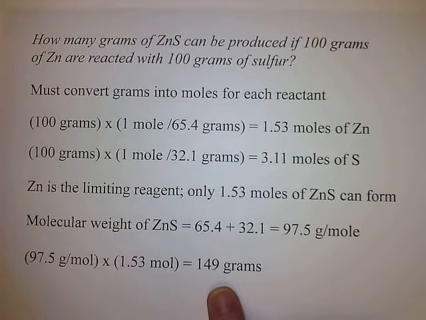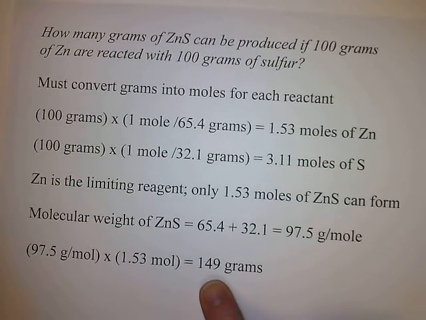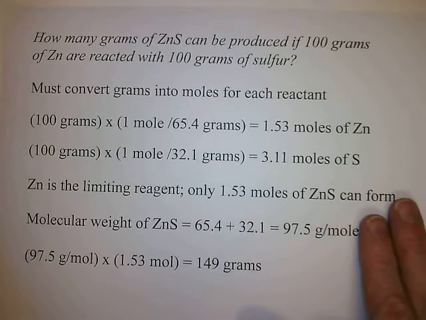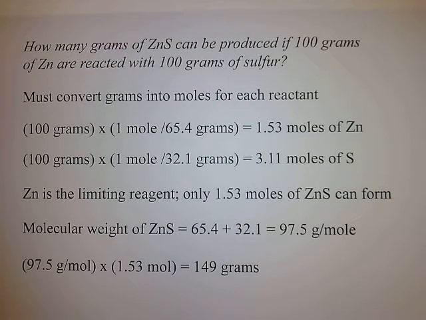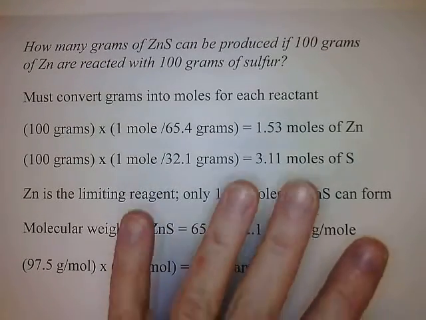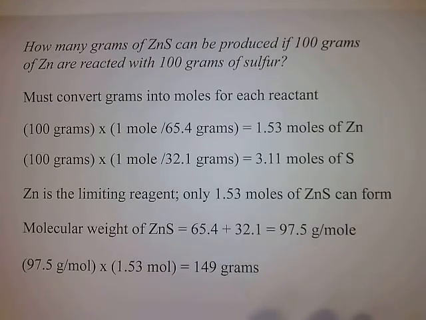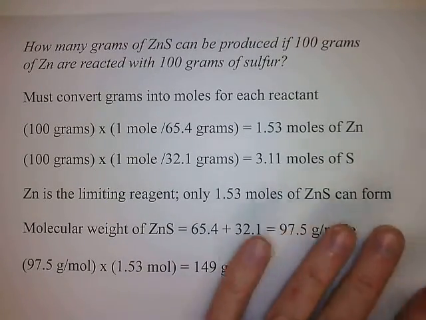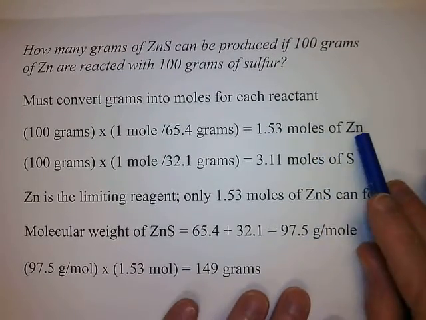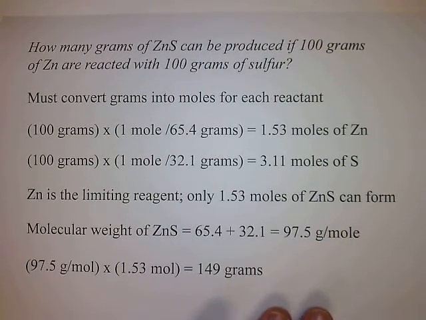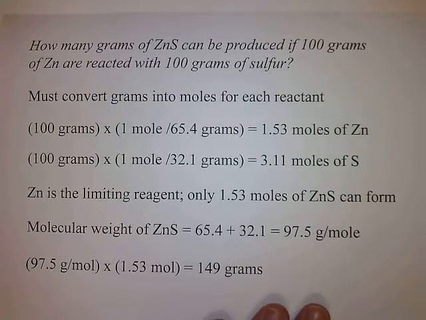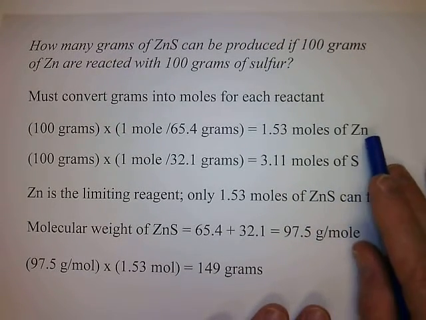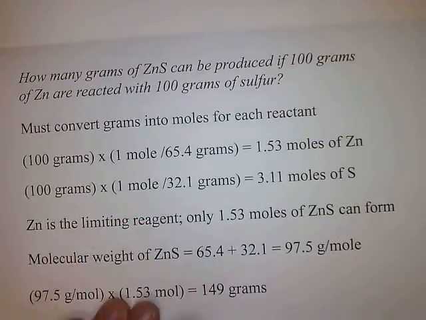And you may be thinking, well, wait a minute, you just said mass is conserved. And it's true, mass is conserved. If we start with 100 grams, 200 grams total, we're going to finish with 200 grams. So where's the other 51 grams? Where did the other 51 grams go? It's going to be in the form of unreacted sulfur. We'll react all the zinc. See, we have more zinc than we do sulfur. I'm sorry, other way around. We have more sulfur than we do zinc. So we'll react all the zinc, and there'll be sulfur left over.